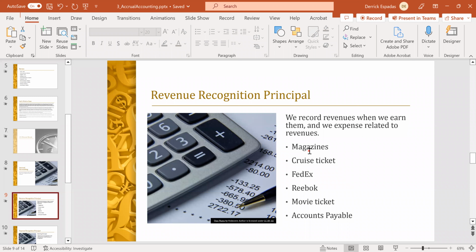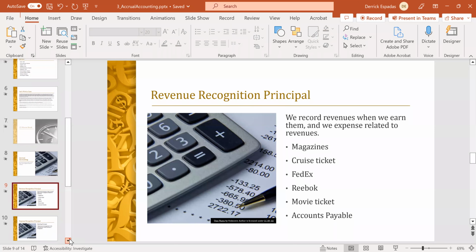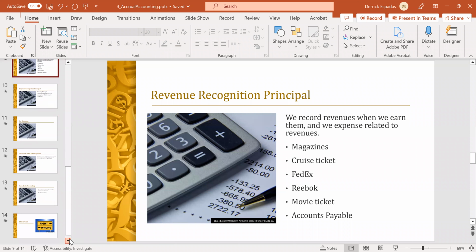Accounts payable. So a lot of times accounts payable, so think of like a utility bill, is 30 days after. You recognize the expense when you submit the payment on that. So even though we got the bill, we don't recognize the expense until we actually pay the bill. And so it takes a little bit getting used to.